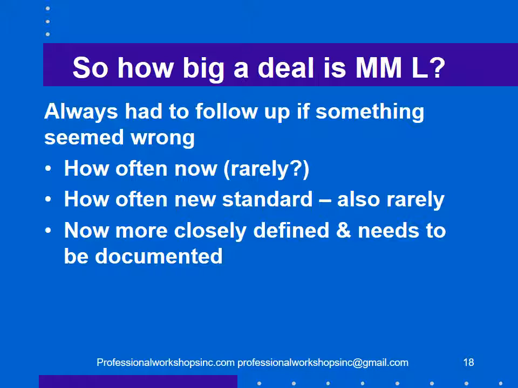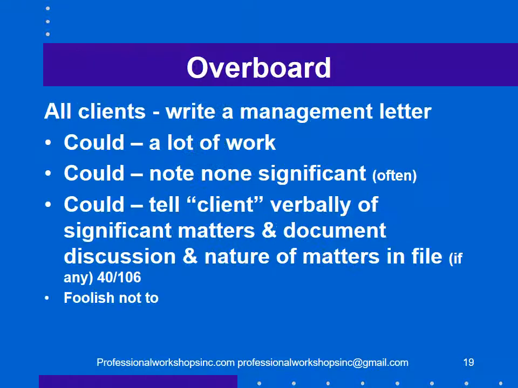So how big a deal is material misstatement being likely? Now, we've always had to follow up if something seemed wrong. That was always in the standard. It wasn't terribly well explained. As I said, it rarely happens now. So in the new standard, where it's now much clearer and you have to document that you did it, it will also occur rarely, but it's more closely defined and needs to be documented. Documentation, as I said before, is the most important thing in this new standard, sort of. So make sure you document it.